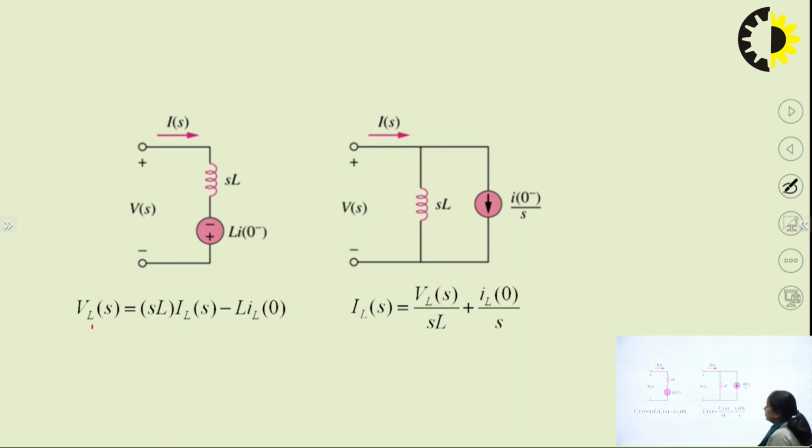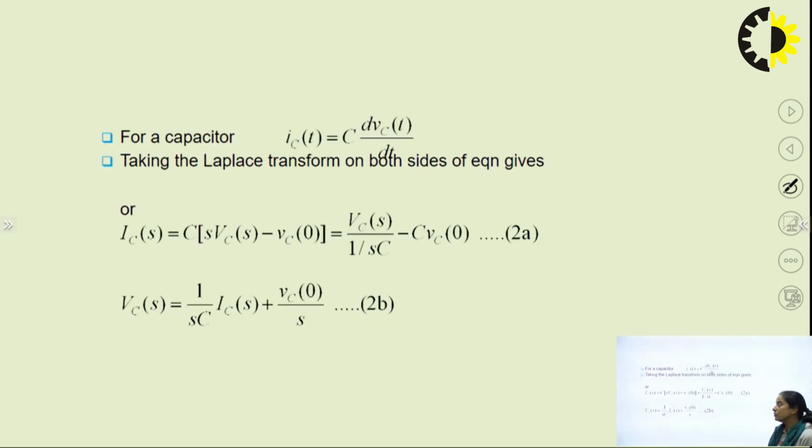Okay, so here if you write the nodal equation, this is ILS, and this is VLS basically. So ILS is VLS divided by sL. ILS is the incoming current, and this is the outgoing current. So ILS equals VLS divided by sL plus this current. For the capacitor also, ic(t) equals C dV by dt.